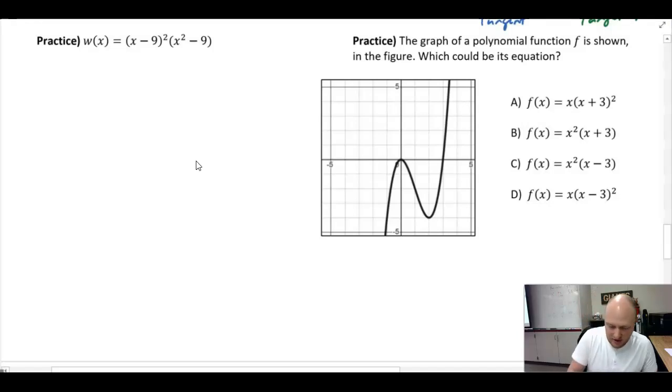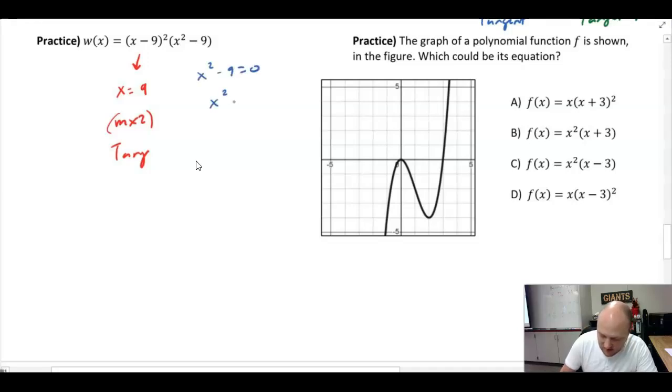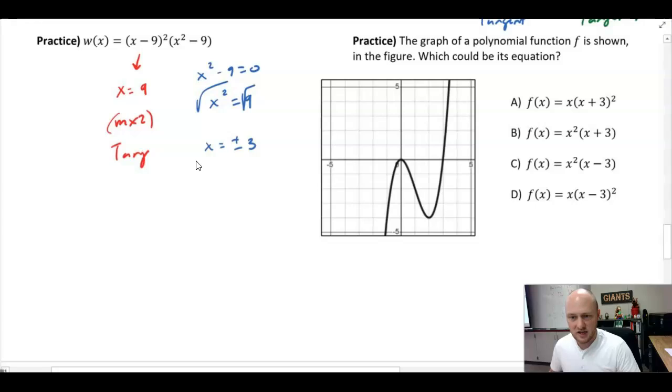All right, hopefully you paused the video. Here is the solution. So x minus 9 squared gives us x is equal to 9, multiplicity times 2, and this is tangent. For x squared minus 9, if we set that equal to 0 and then move the 9 over, we get x is equal to plus or minus 3 by taking a square root of each side. There are 2 separate zeros, positive 3 and negative 3. Both of their multiplicity is 1.